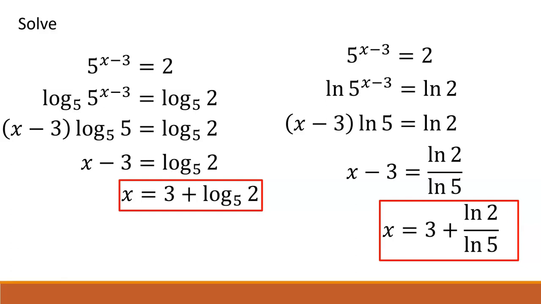That may look a little different than our first answer, but they are equivalent. They have exactly the same value.